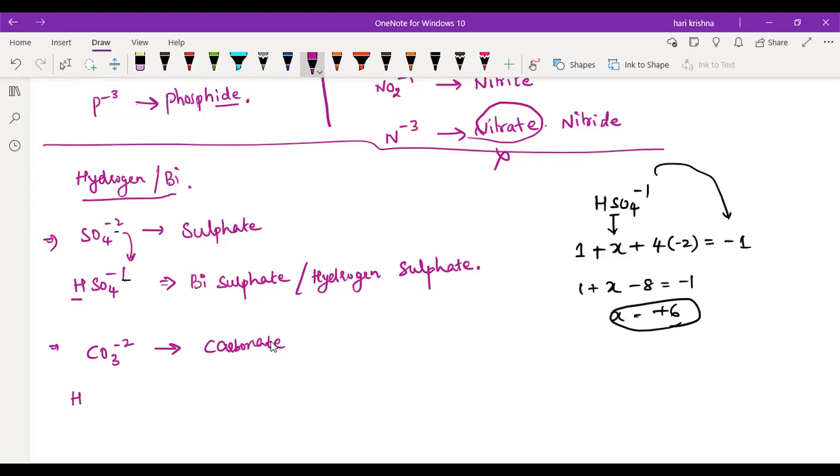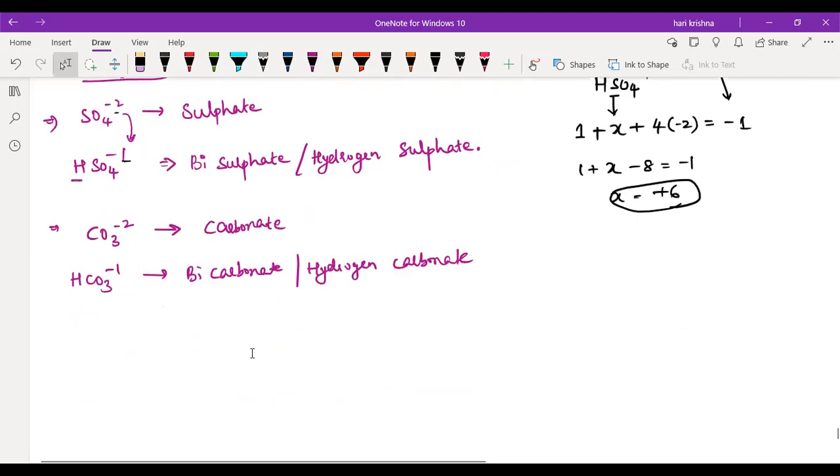What about HCO3 -1? Whenever you add the H, the -1 charge will decrease. That is bicarbonate, or hydrogen carbonate. Now you have to tell me the name for these.